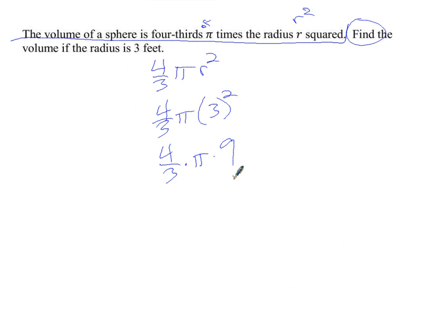Now what? Multiply it all out. What is 4/3 times pi times 9? Okay, so 37.699. And I'm going to round that. It doesn't say to, but I'm going to round that to the nearest hundredth, which makes it 37.70. And then our units there would be feet to the third. Volume is always to the third on units.